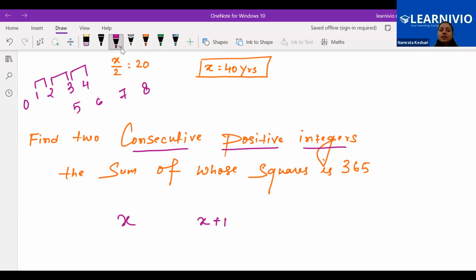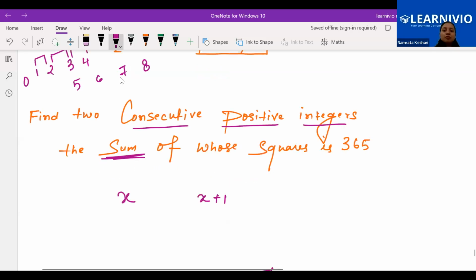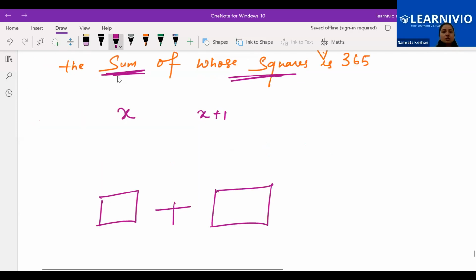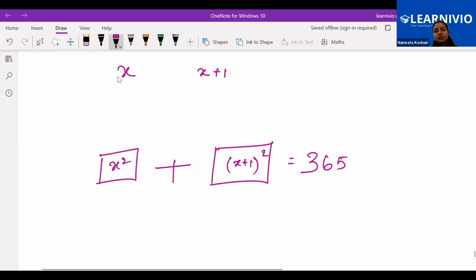Yes, ma'am. Now it says sum of what? Sum of something. That means addition between two terms. Sum of squares of these two consecutive positive integers. So this is x square and then x plus 1 whole square. Sum of squares of these two is equal to 365. That's what the condition says. Find two consecutive positive integers. Sum of means addition between two terms, and the two terms are the squares of consecutive positive integers, which is 365. And from here we have to find the value of x.